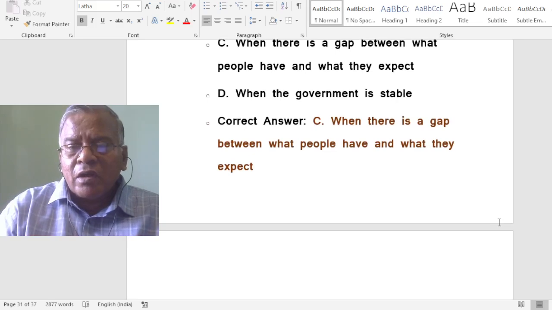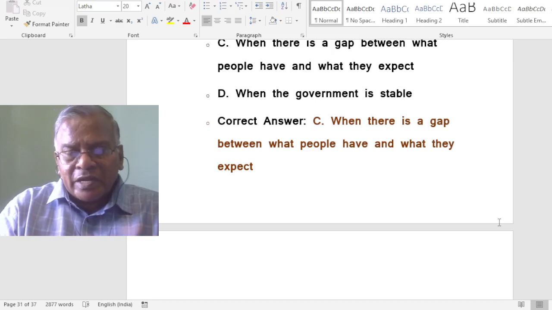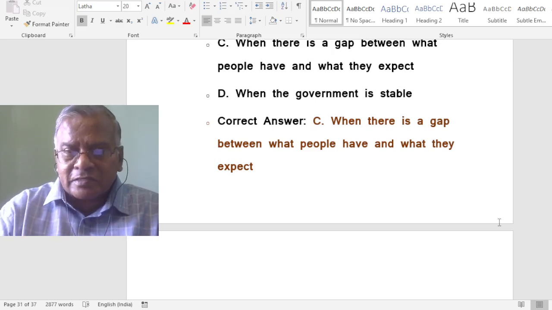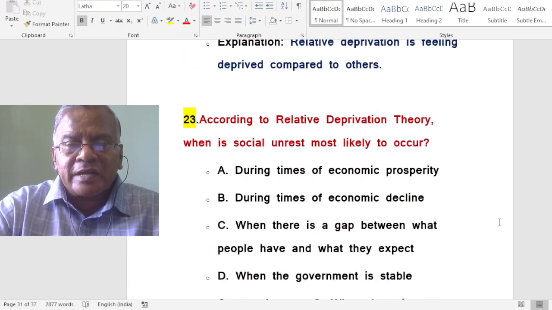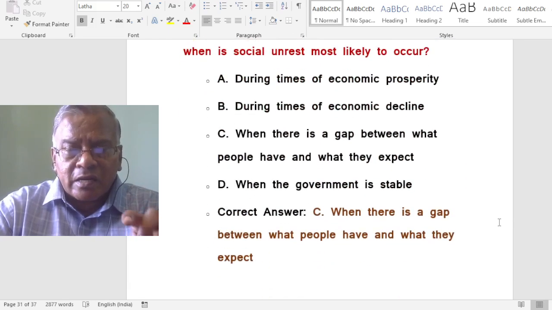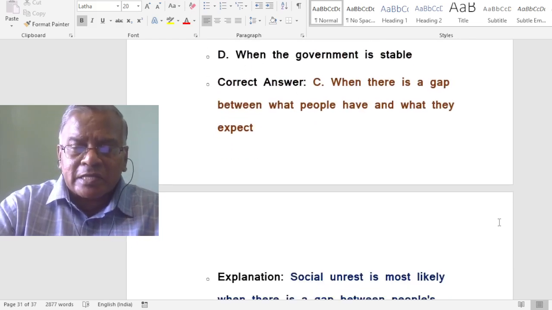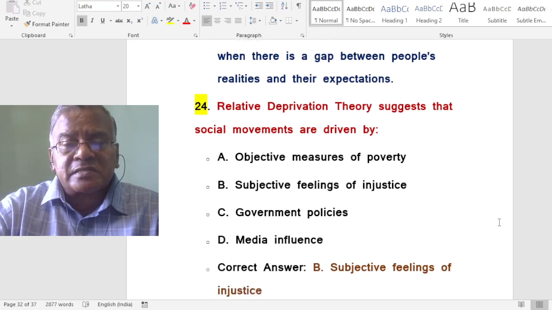They expect more and they have little, then there is a problem. When this gap widens, then social movements occur, there is a protest, there is a feeling of inequality, all these things. When there is a gap between what people have and what they expect, that is the idea here. So why social unrest? Because of this. Social unrest is most likely when there is a gap between people's realities and their expectations.